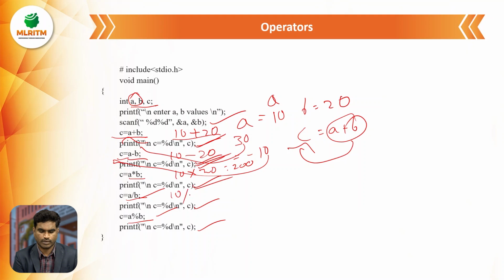Next, 10 by 20. Here the result is 0.5, but since the value is stored in an integer C, it displays 0 only.